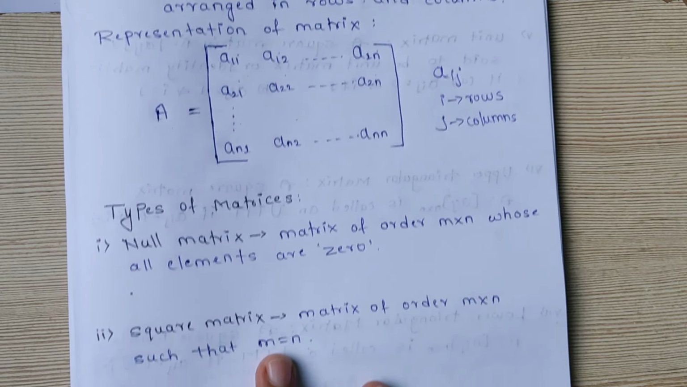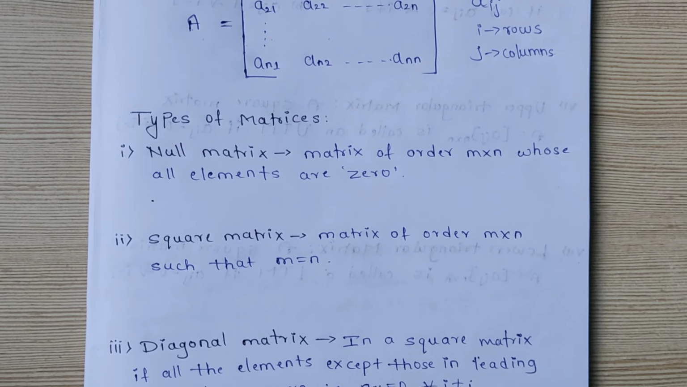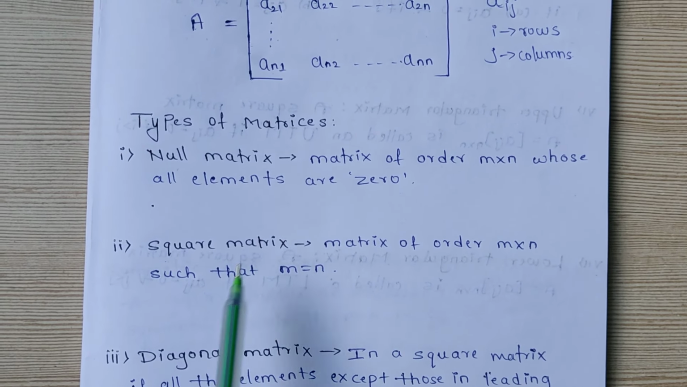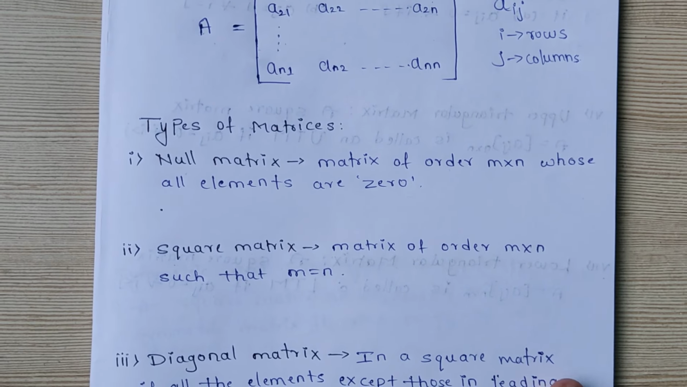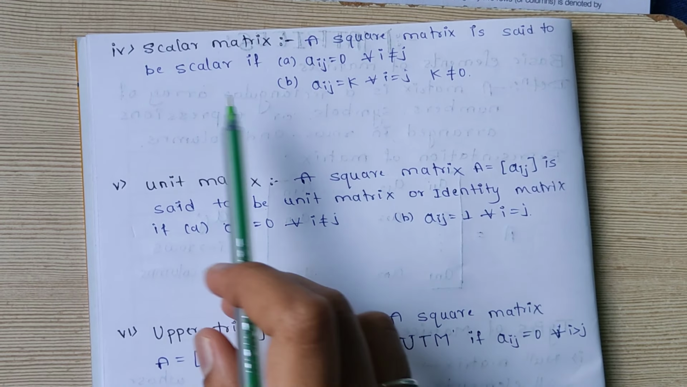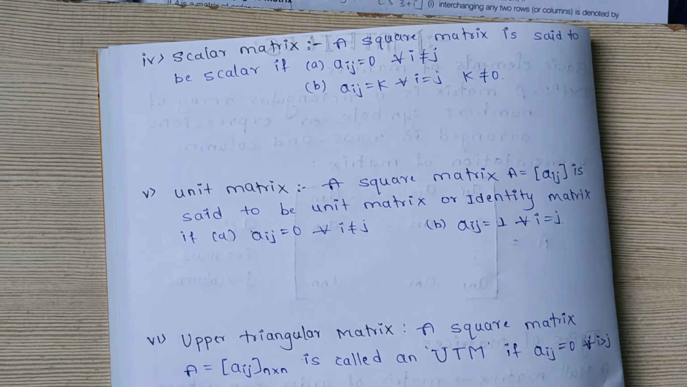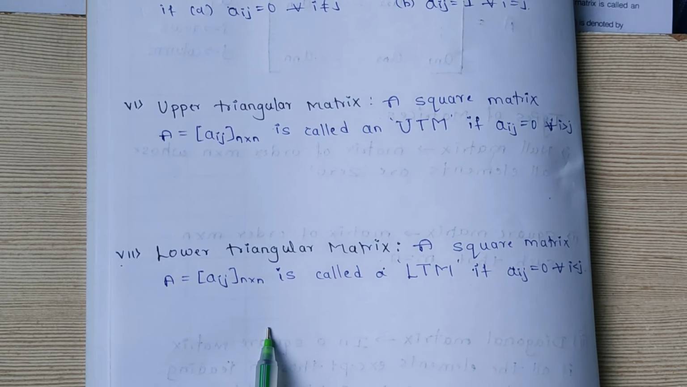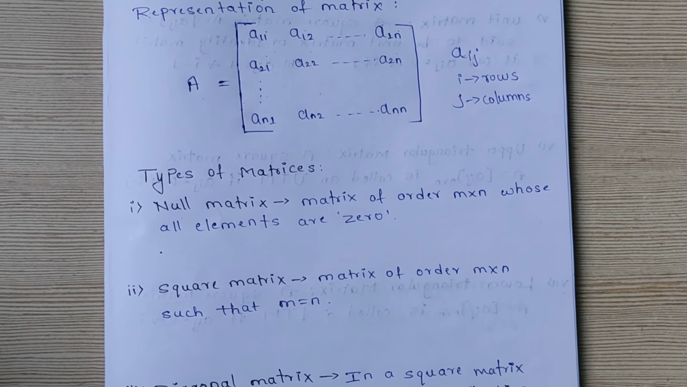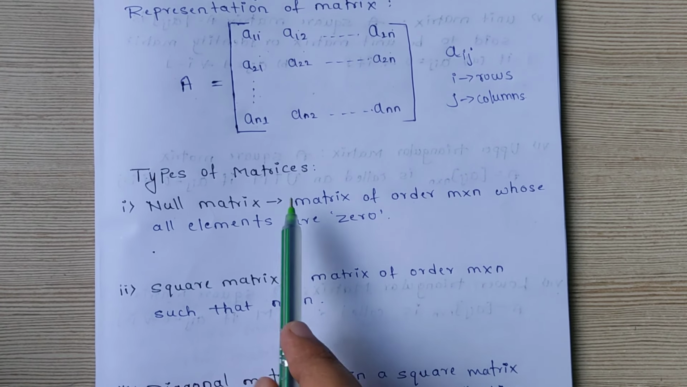We can see there are several types of matrices: null matrix, square matrix, diagonal matrix, scalar matrix, unit matrix, upper triangular matrix and lower triangular matrix. Let us study one by one. The first type of matrix is the null matrix.